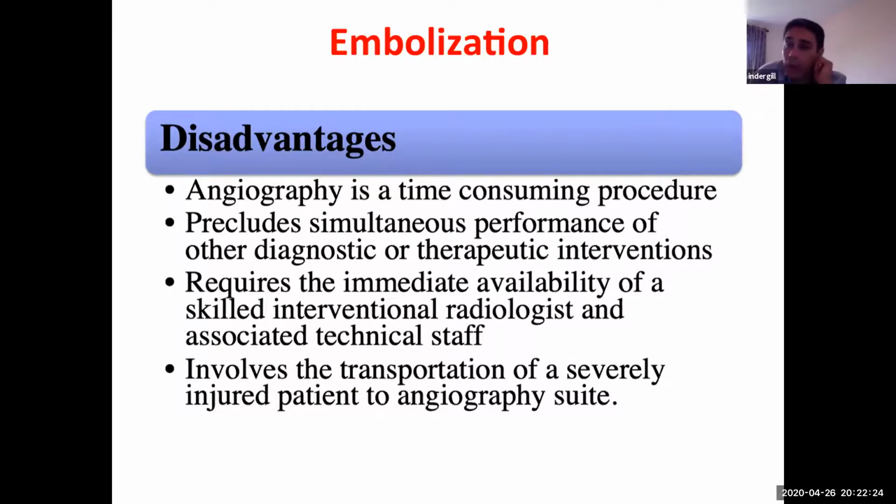In the future, we are coming up with what is known as hybrid suites, where you can do angiography and theater at the same place, so you don't have to shift the patient again and again. We don't have that available yet, but that's coming in our center.